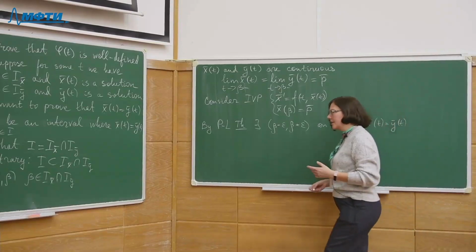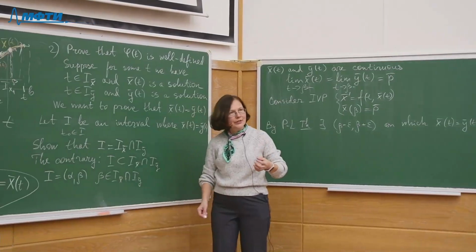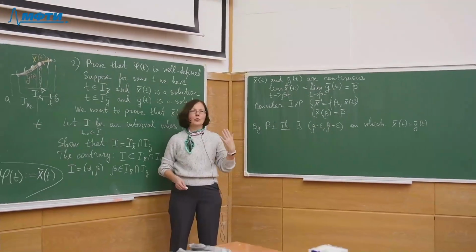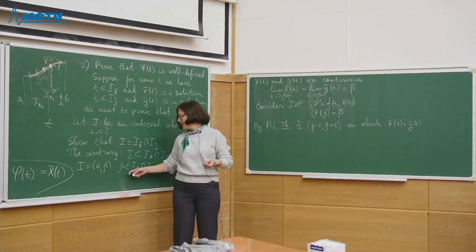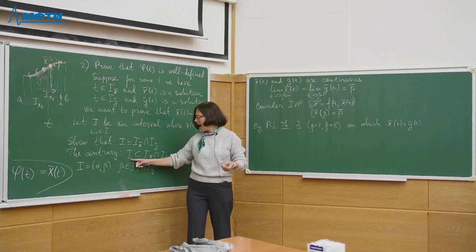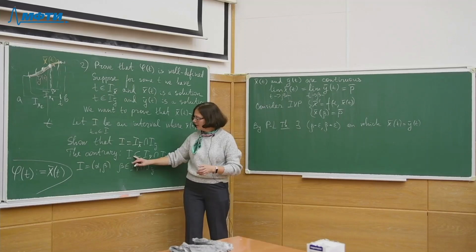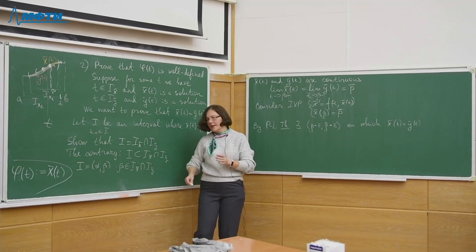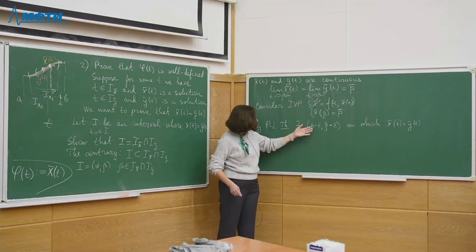And so this is a contradiction with our assumption that beta is an endpoint. So I was an interval on which x of t and y of t are the same. Beta was the endpoint. So we assumed that I is a proper subset of this intersection. So I is less than this intersection. It is inside this intersection. But we came to the contradiction.